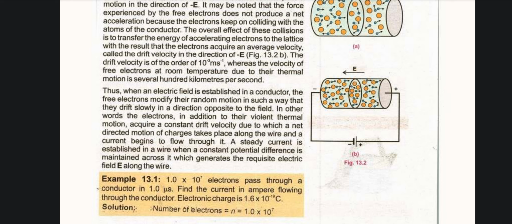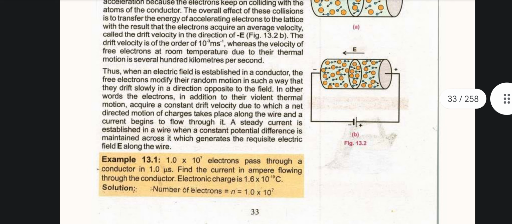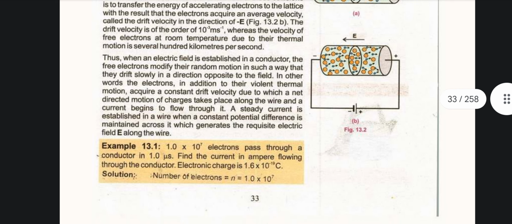The drift velocity is of the order of 10 raised to the minus something meters per second, whereas the velocity of free electrons at room temperature due to the thermal motion is several hundred kilometers per second. Thus, when an electric field is established in a conductor, the free electrons modify their random motion in such a way that they drift slowly in the opposite direction of the field.